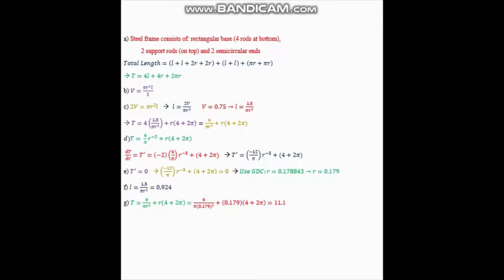Hence, in order to calculate the total amount of steel, as we said, I have 4 of the L's as well as the perimeters of the semicircles, and finally the diameters of the semicircles. And I need to add up all of these together in order to obtain an expression for T. Hence, T is equivalent to this green expression right there, 4L plus 4R plus 2 pi R.